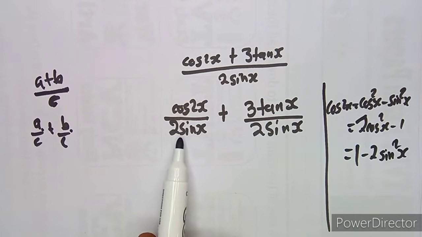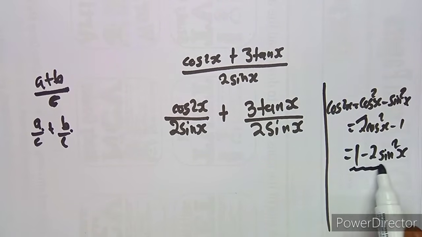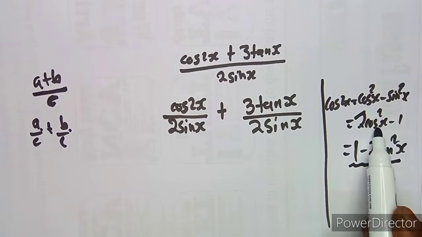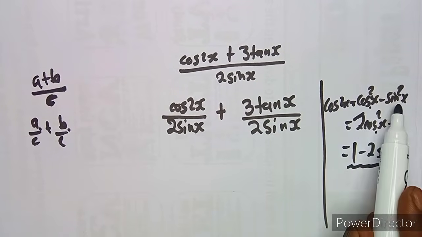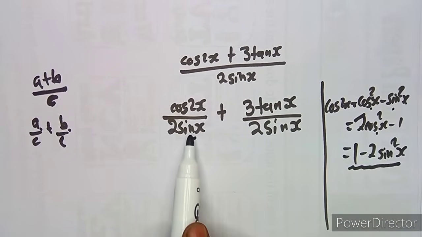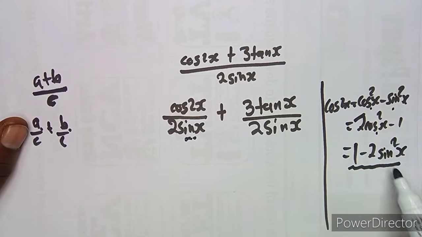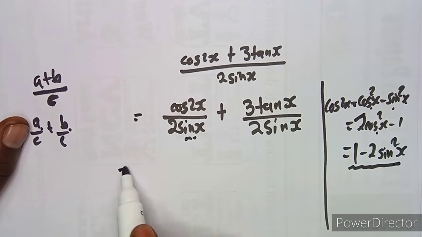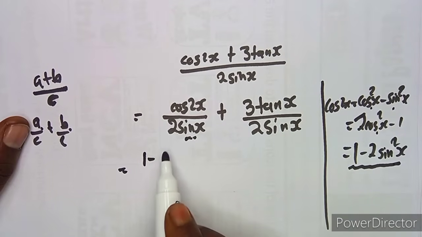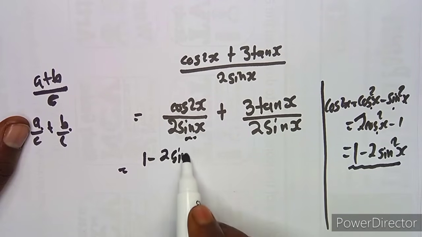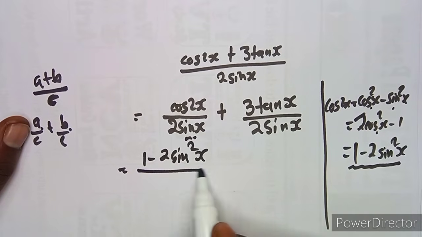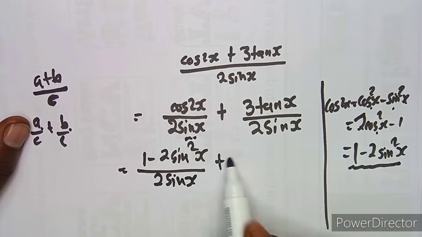Take note, guys, here in the denominator we've got a sine, so it's best for you to choose the identity which only has sine, because this one has cos, and this one has cos and sine, but in the denominator we only have sine. So it's best to choose this one with sine. Okay, so I'm going to separate this as 1 minus 2 sine squared x, everything over 2 sine x. This is what you're going to have, plus, what about this part here?